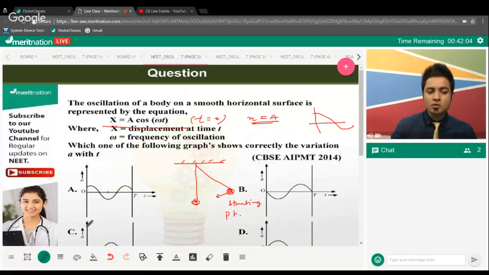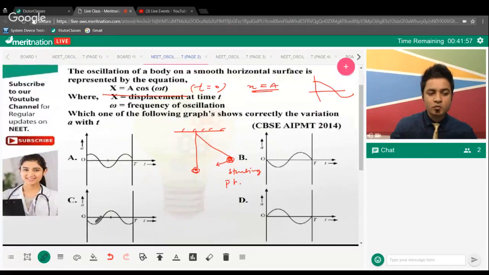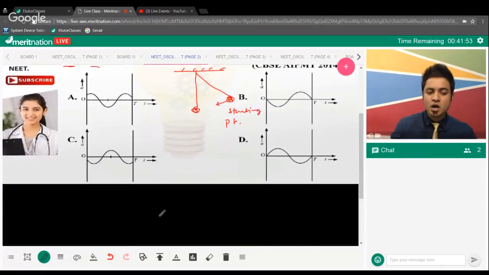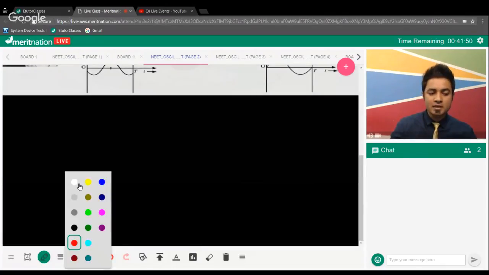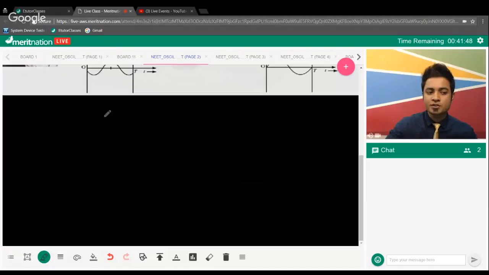That's why they have written x equals a cos omega t. Now x is the displacement at any time t, and omega is the frequency of the oscillation. We just need to figure out what would be the variation of the acceleration with respect to t. We can get the value of the acceleration from the displacement. Displacement is given as x equals a cos omega t. You just differentiate the given equation to get the velocity, that is minus a omega sine omega t, with the negative sign.